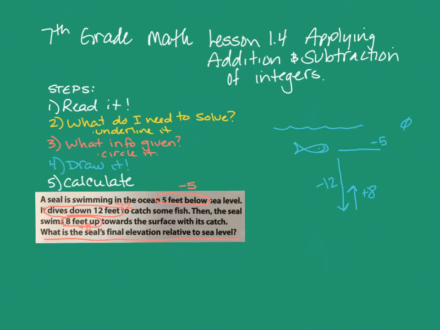So now that I have the picture and it's starting to make sense in my brain, I'm going to put my starting point, -5. Then I know he went down by 12. Then I know he went up. I could also write this like this.